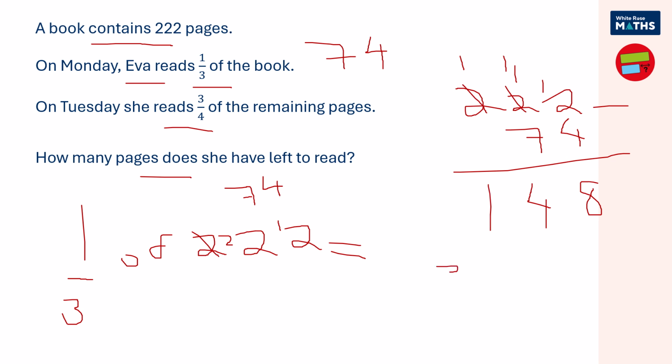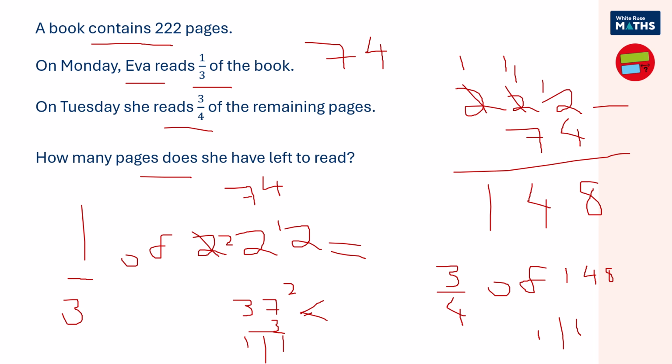I'm now going to work out 3/4 of 148. So it's a bit trickier. So half it and then half it again. That's going to be 74. Half of that is going to be 37. 37 times 3, a bit trickier. So times it by 3. 3 by 7 makes 21, so 1 carry the 2. 3 by 3 makes 9, plus 2, makes 11. So that's 111. So if we do 148 subtract 111, we're going to get 37 pages left to read.